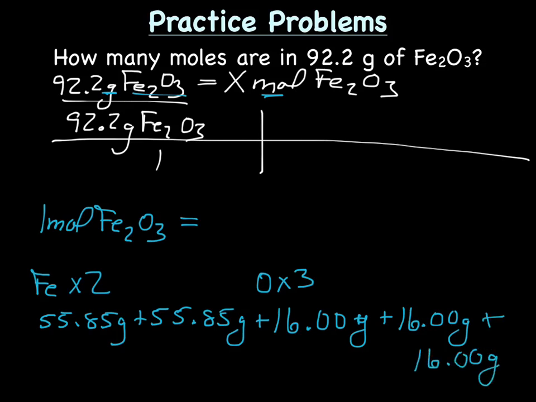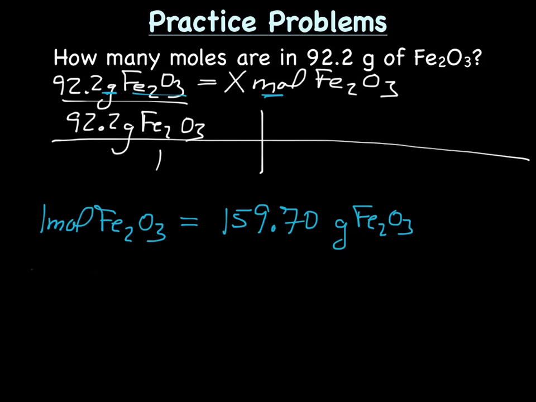Okay, so now we just need to add this all up. And I got 159.7 grams Fe2O3. We have to look at sig figs, or in this case, because we're adding, we need to look at decimal places, and all of our numbers have 2 digits after the decimal, and so that means I'm going to need to throw a 0 in right there. So my equality is now 1 mole of iron 3 oxide equals 159.70 grams of iron 3 oxide.